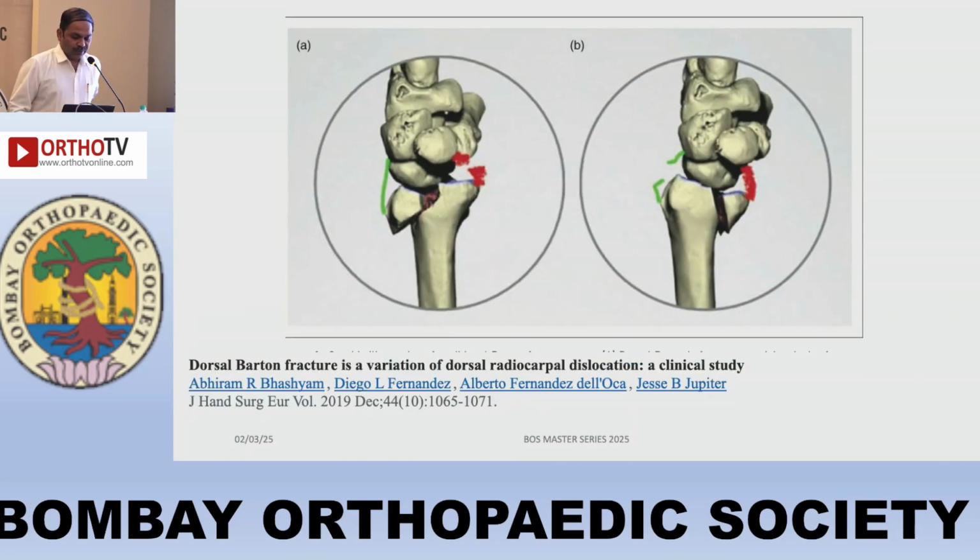Coming to this good article to read about the dorsal Barton fracture, which is a variation of the dorsal radiocarpal dislocation. In these pictures, it is nicely explained. On the left, in the dorsal shear injury, the volar ligaments are injured, whereas in volar shear injuries, the dorsal ligaments are injured. Mind you, in dorsal Barton fractures or volar Barton fractures, the ligaments are more or less intact.